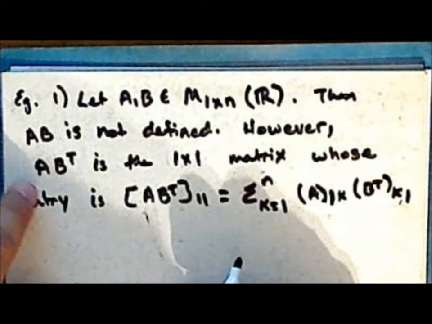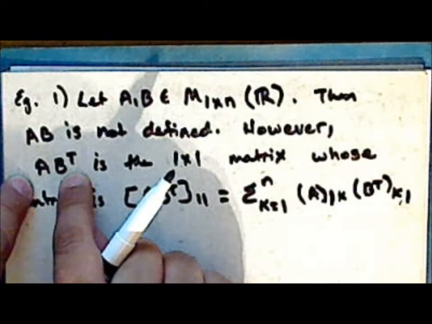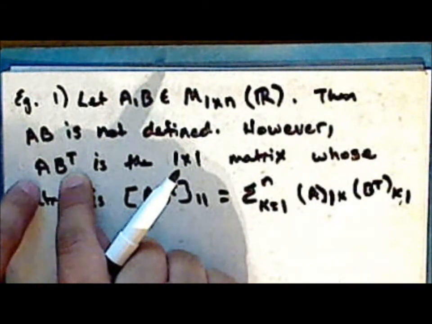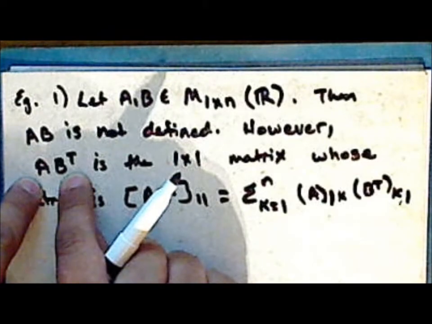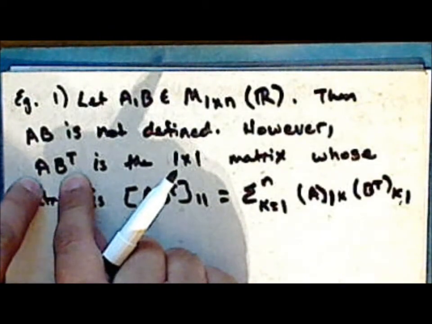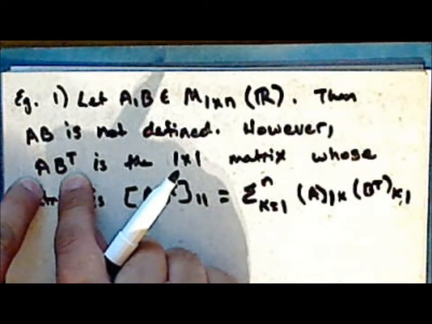Notice that when we take the transpose of B, it becomes now a column vector. And so we are multiplying a row by a column. And this is what we have called before an inner product, a product of a row by a column.